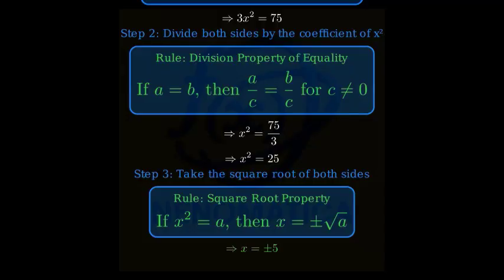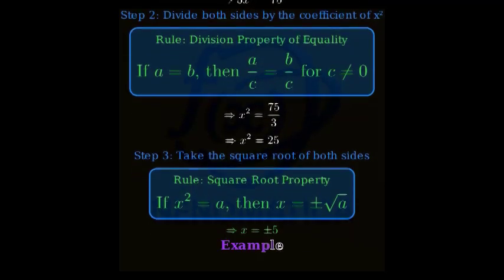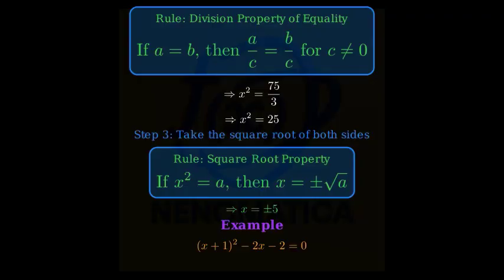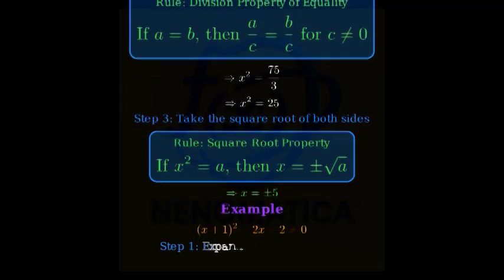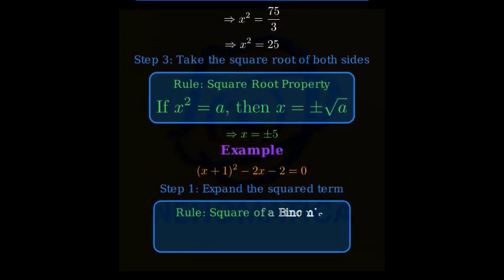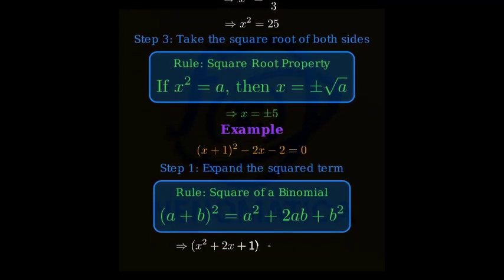Let's move on to our second example. We need to solve the equation (x plus 1) squared minus 2x minus 2 equals 0. First, we need to expand the squared term. Using the formula for the square of a binomial, we get x squared plus 2x plus 1 minus 2x minus 2 equals 0.